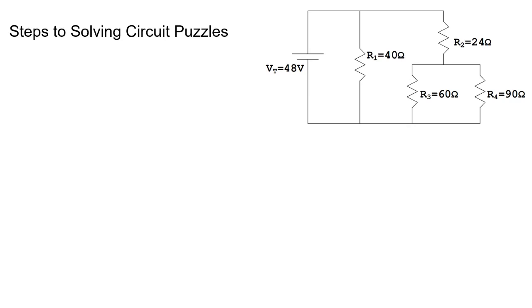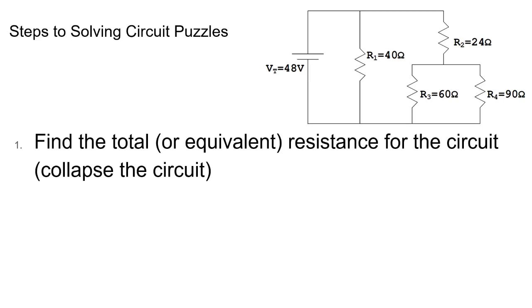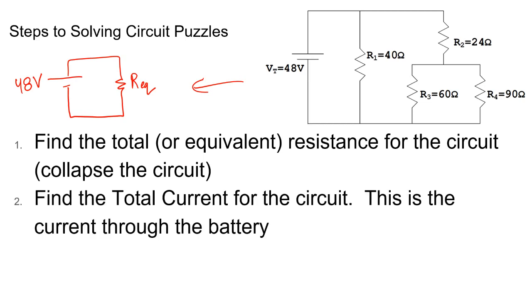Okay, so can you please draw this circuit? I'm also going to talk about the steps. Our steps to solving these circuit puzzles are, we're going to need to find the total or equivalent resistance for the circuit. That means that, yes, that big combination circuit on your screen will end up looking like this. We are going to collapse that circuit into something that looks like this to find the equivalent resistance, and then also the total current going through the battery.